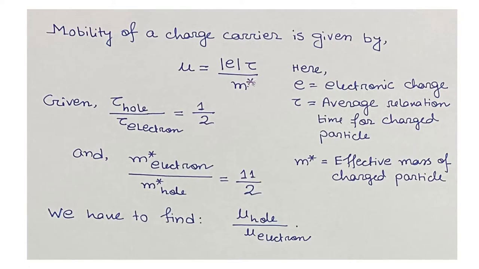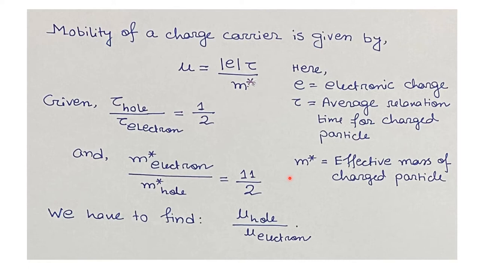Now from the Drude theory of free electron gas model, we know the mobility of a charge carrier is given by mu equals mod of e multiplied with tau divided by m star, where e is the electronic charge, which is basically 1.6 into 10 to the power minus 19 coulomb. Tau is the average relaxation time for the charged particle. It is also known as the mean scattering time, and m star is basically the effective mass of the charged particle.